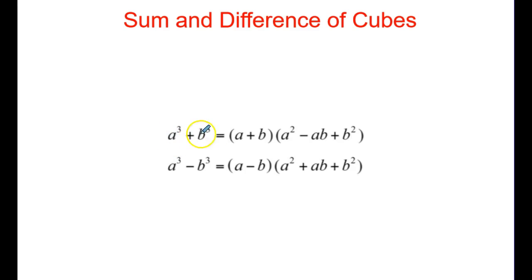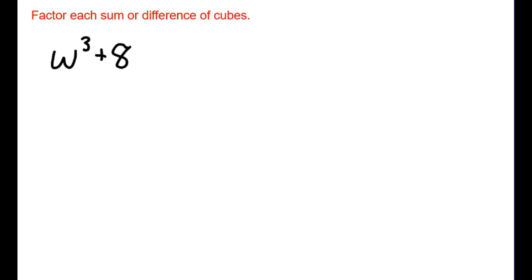If we have a cubed plus b cubed, that's equal to a plus b times the quantity a squared minus ab plus b squared. If we have a cubed minus b cubed, that's equal to a minus b times the quantity a squared plus ab plus b squared. So if we have a sum of cubes, in our first set of parentheses we're adding, and we're subtracting in the middle. If we have a difference of cubes, in our first quantity we're subtracting, and everything that follows is addition. In this next portion we're going to factor each sum or difference of cubes.